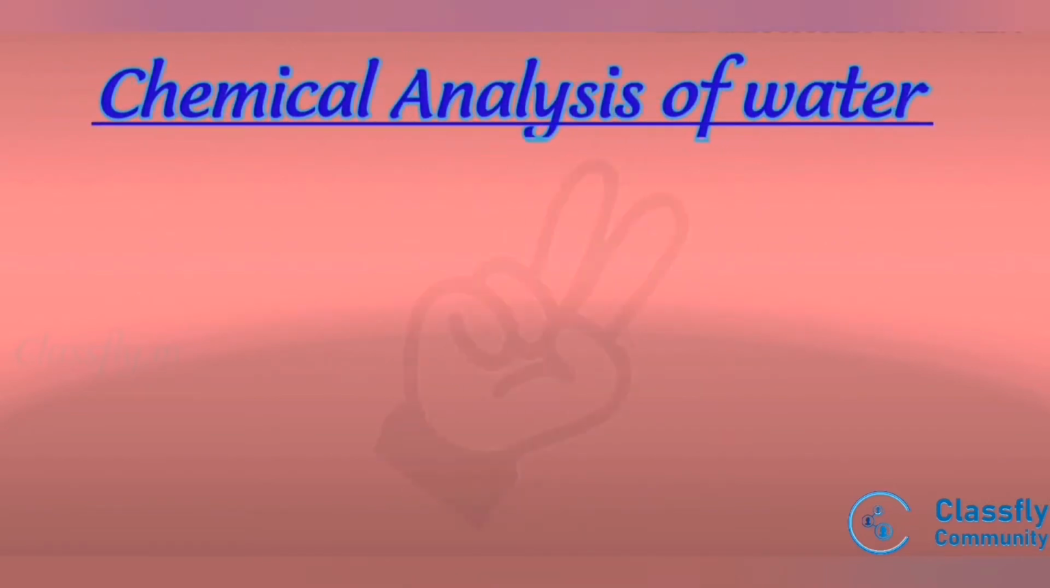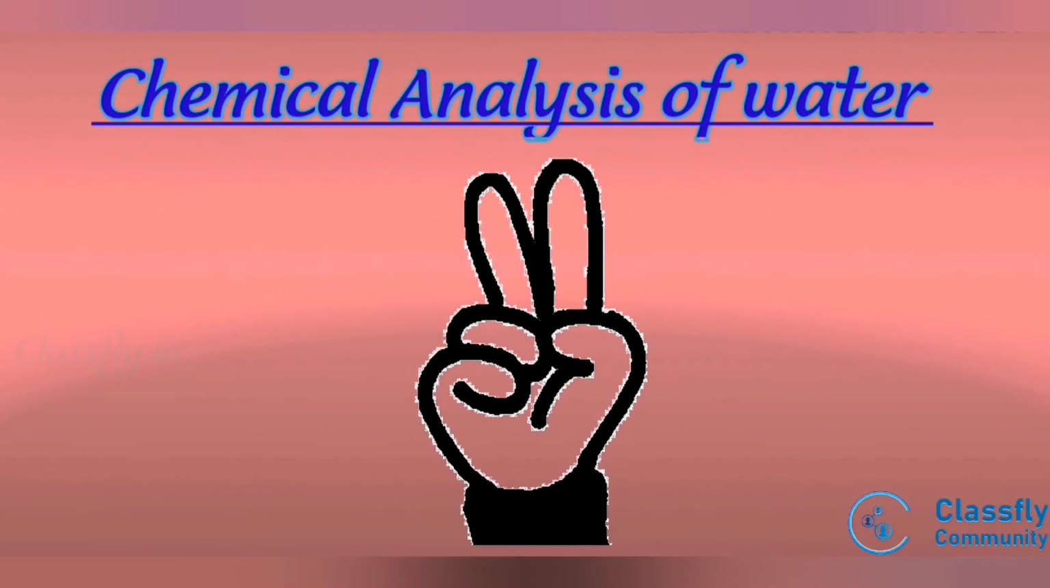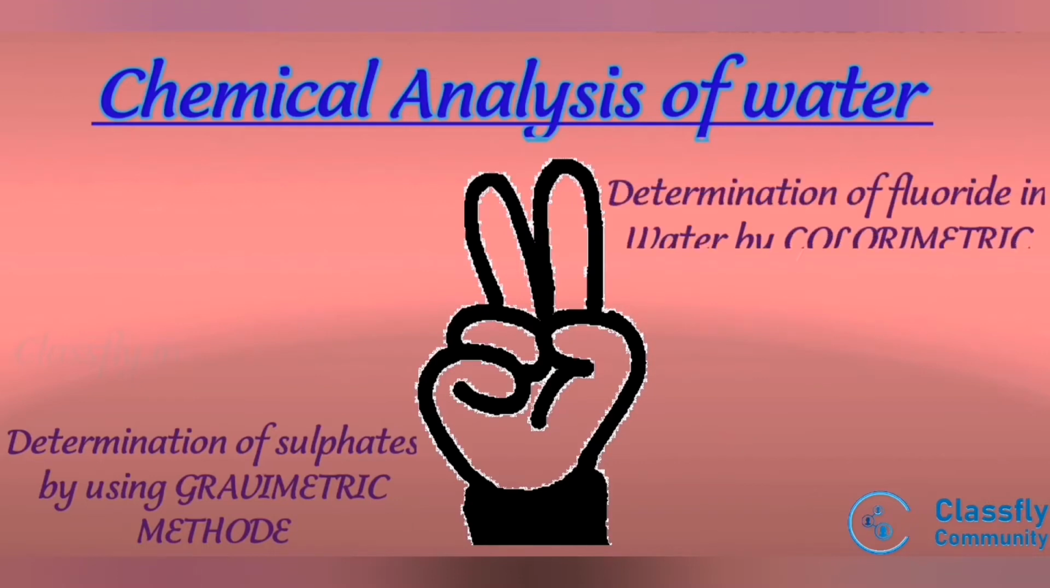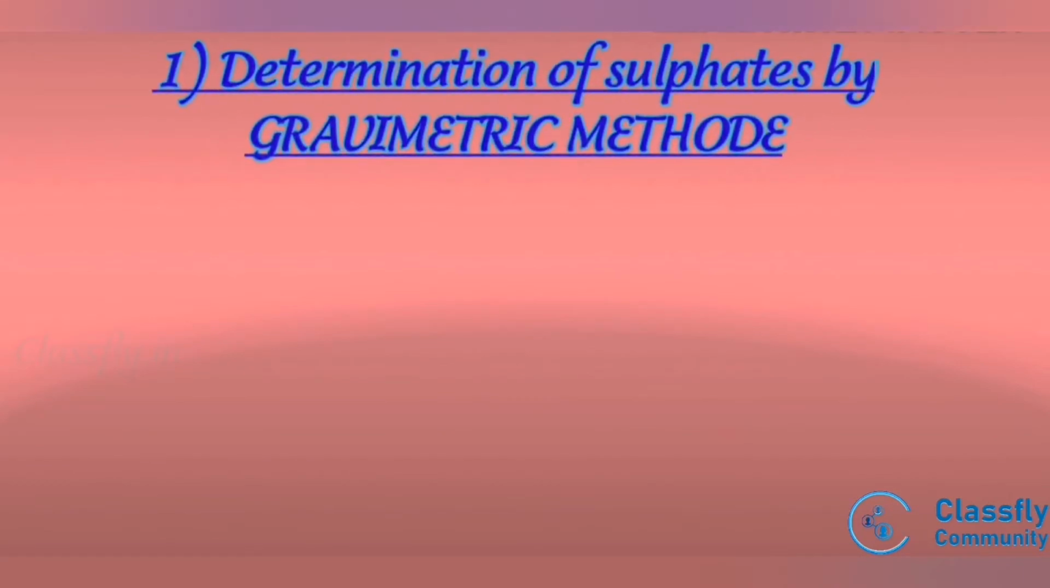Here we are discussing two methods of chemical analysis of water. First one, determination of sulfate by using the gravimetric method. Second one, determination of fluoride in water by the colorimetric method. Determination of sulfate by using the gravimetric method.